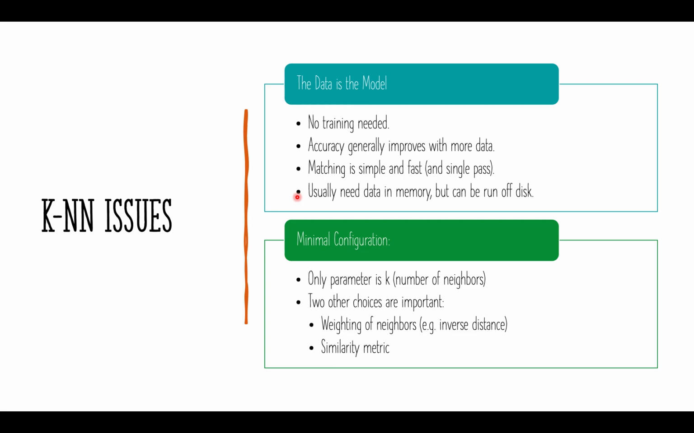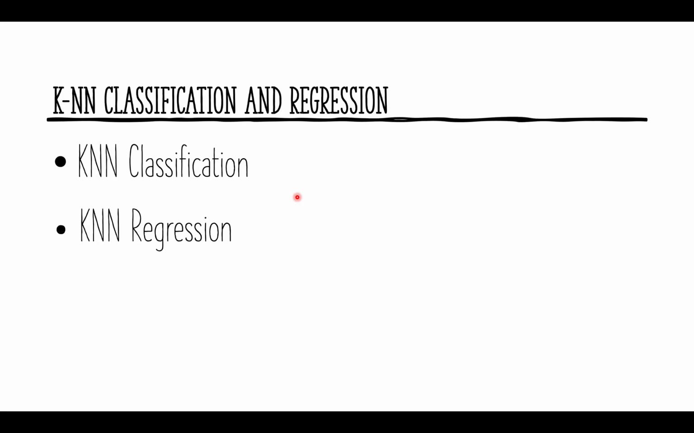There are also two other choices that are important to us. First of all is the weighting of the neighbors, that is, the inverse distance, and the similarity matrix. What is it that we call two data points similar to each other, how are we defining them? So these were, in short, the definition of KNN and the aspects that we need to be aware of when we are discussing them.